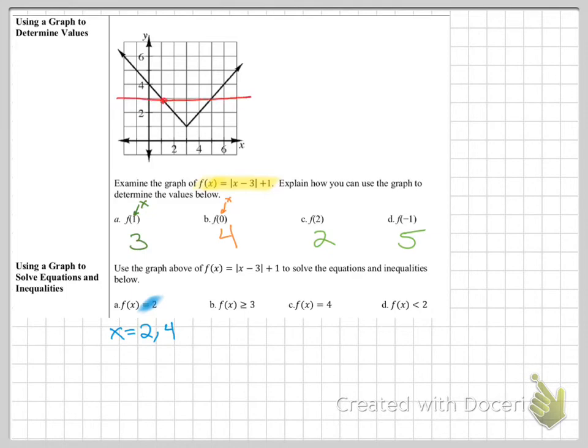I can see where it hits, but it wants wherever the line is greater or equal to 3. So all of this over here and all of that over there, it is definitely on or above that red line, right? So that is all the x's less than or equal to, my first dot is at 1, or all the x's greater or equal to, that second dot is at 5.